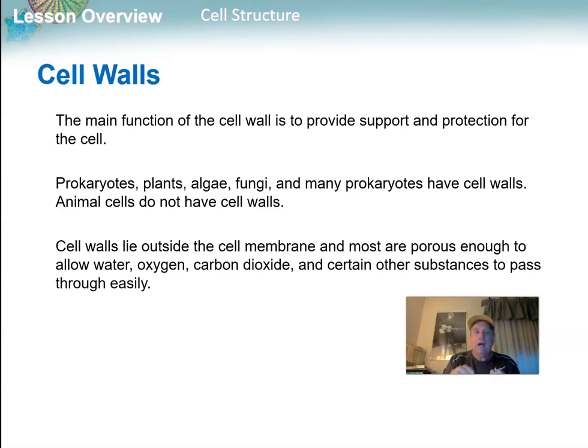Cell walls lie outside the cell membrane, and most are porous enough to allow water, oxygen, carbon dioxide, and certain other substances to pass through easily. So the cell wall is porous, and it does let things get through so they can get through the cell membrane and then get inside the cell.